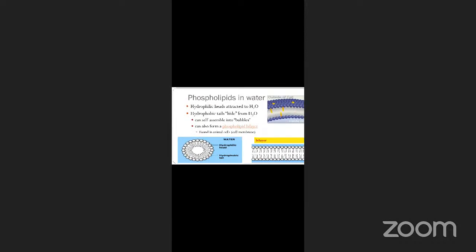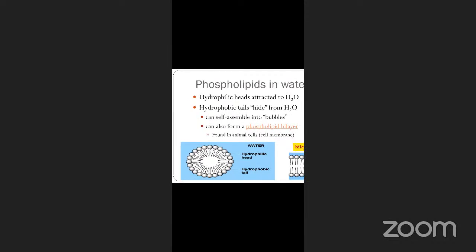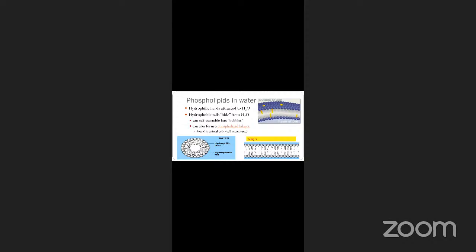Here you can see the structure. The round ones, like white balls, are hydrophilic heads, and the two strands linked to each ball are fatty acid chains, the hydrophobic region. This is called a liposome. The same thing is seen in the form of a layer. These phospholipids in water have hydrophilic heads which interact with water, and hydrophobic tails which hide from the water, and they self-assemble as bubbles.